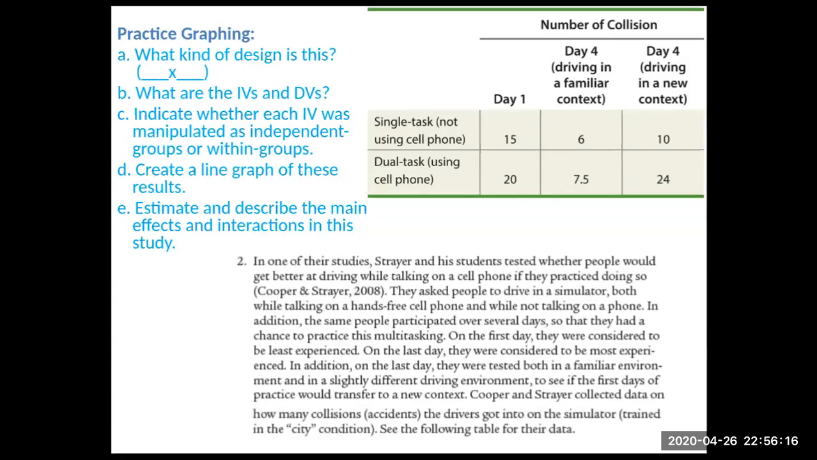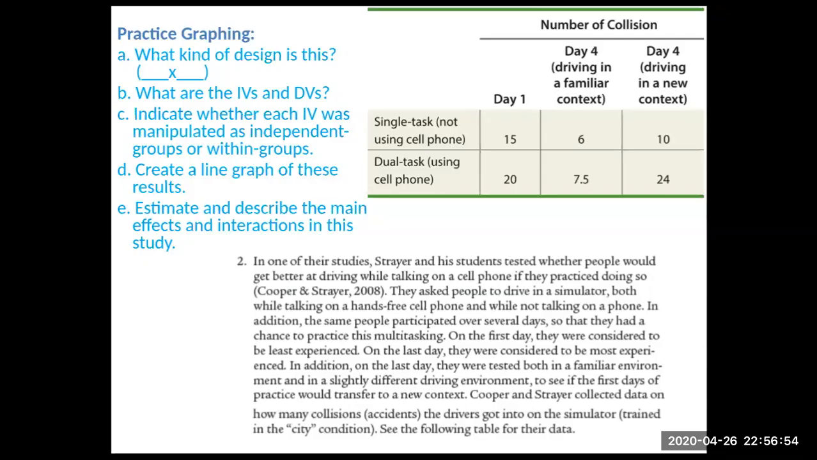But we can just look at the simple subtraction. So we can either do it across or down. 15 minus 6 minus 10. 9 minus 10 is -1. Looking at the next one, 20 minus 7.5, 12.5, minus 24 would be about -12.5. So either way, you see, yes, there would be an interaction. If we were to go down, 15 minus 20 is -5, which is different from 6 minus 7.5, which is -1.5, which is different from 10 minus 24, which is -14.